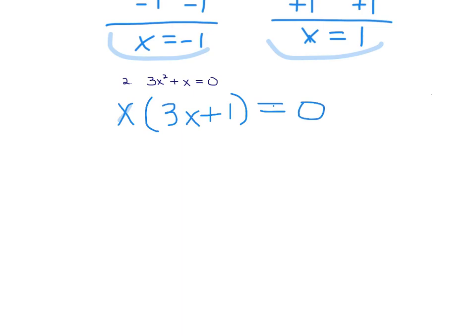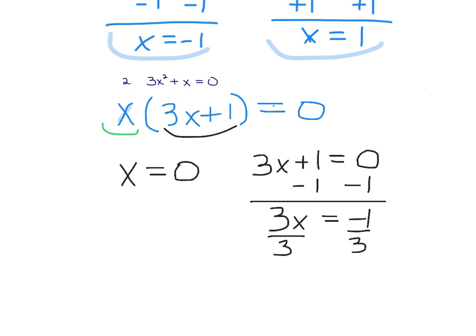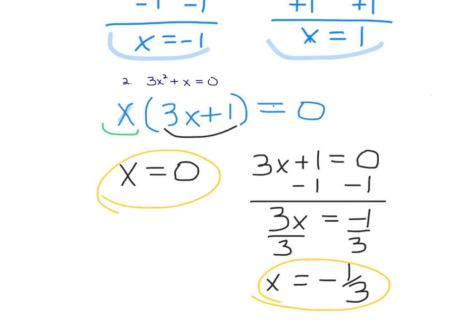Now I'm going to apply that zero property, and I am going to set x equal to 0. All the pieces get set equal to 0. So x equals 0. And then I'm also going to set 3x plus 1 equal to 0, and I need to solve for x. So I'm going to subtract 1, divide by 3. So I have two solutions here. I have x equals 0 and x equals negative 1/3.